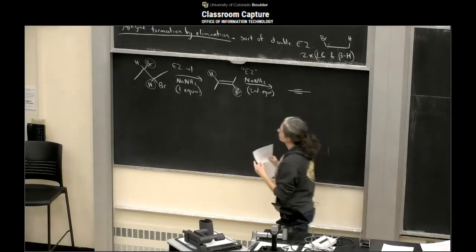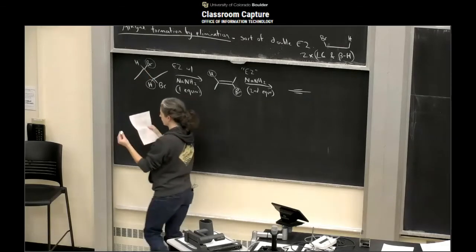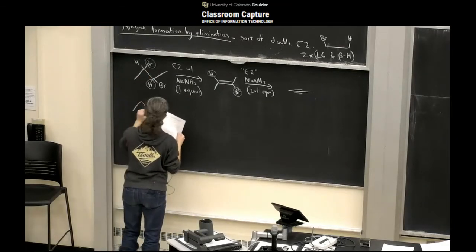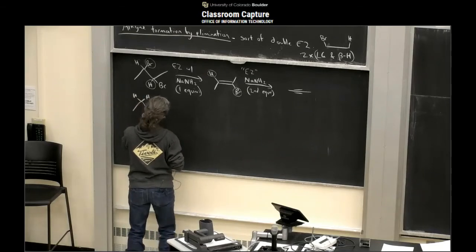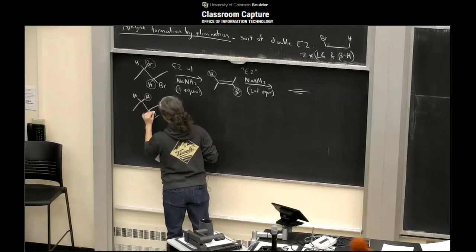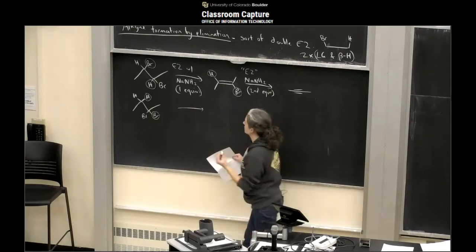Okay, cool. So I can set it up so that one halogen is on each carbon. I can also set it up so that they're both on the same carbon. But it's pretty much exactly the same reaction. We just have one halogen and one H leave.